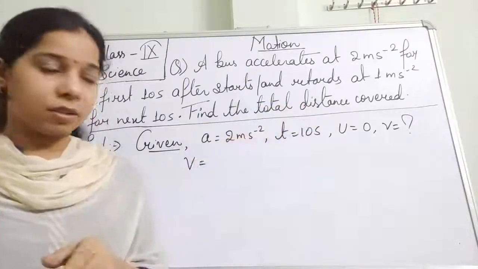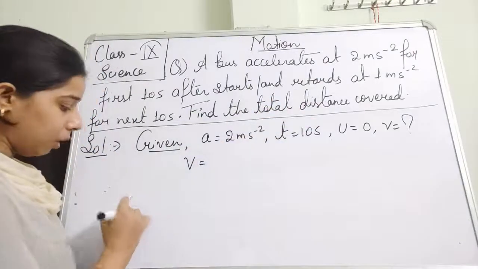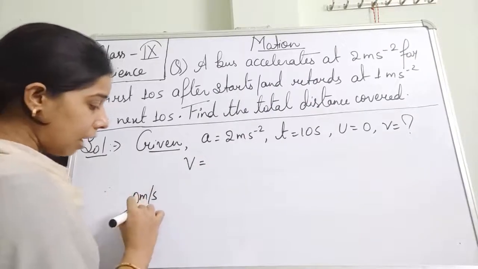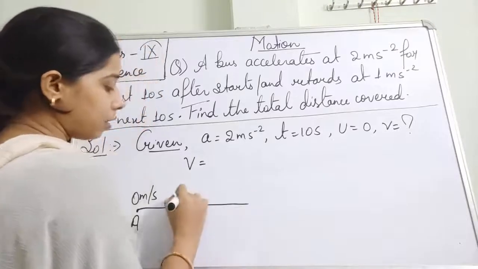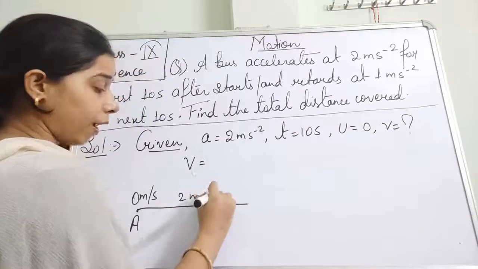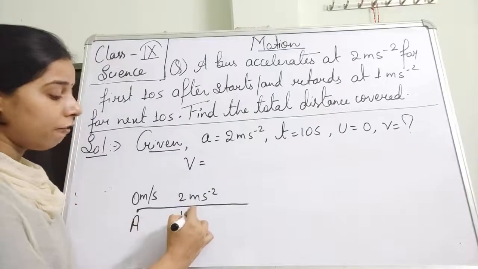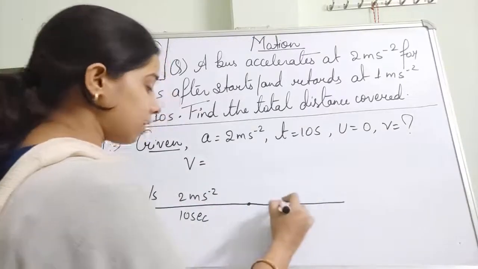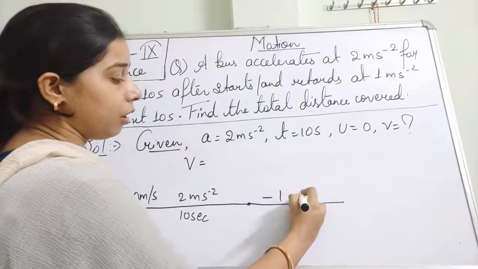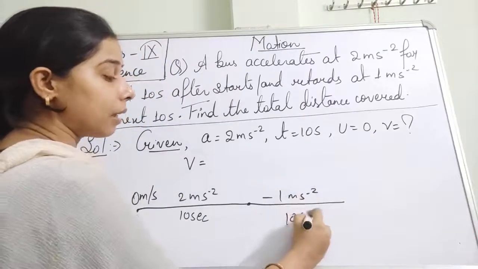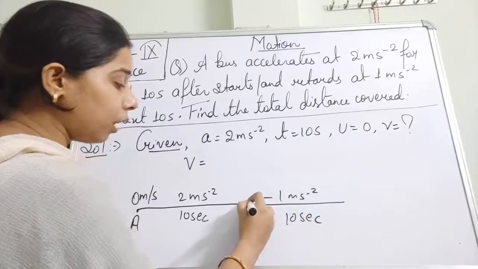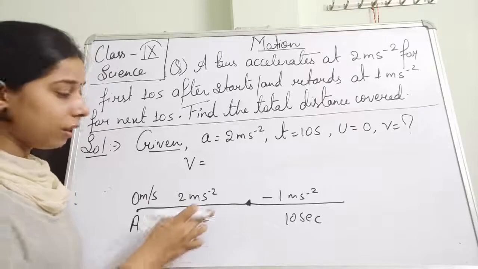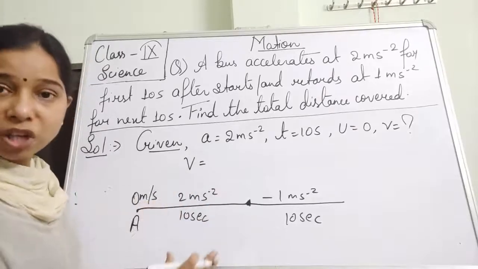Suppose a car started from here, from A, and at that time it was moving with 0 meter per second, and then it travels at 2 meter per second square, means velocity keeps on increasing for 10 seconds. And then after 10 seconds, the velocity keeps on decreasing with minus 1 meter per second square. So up to here, the velocity keeps on increasing because of the acceleration. There was a change in the acceleration.